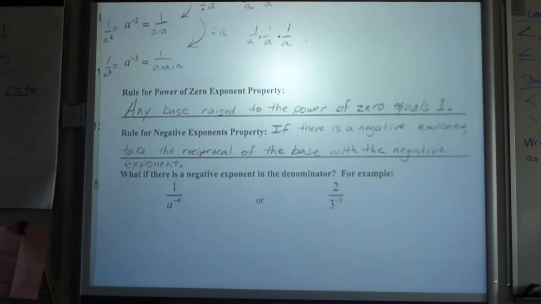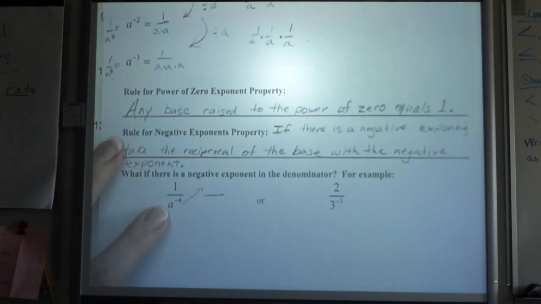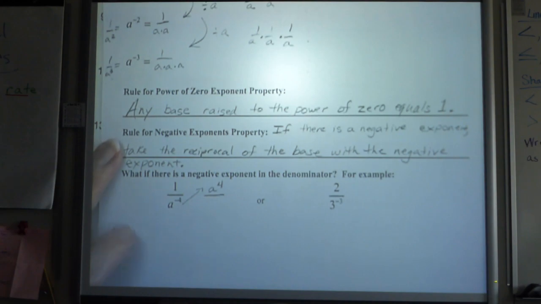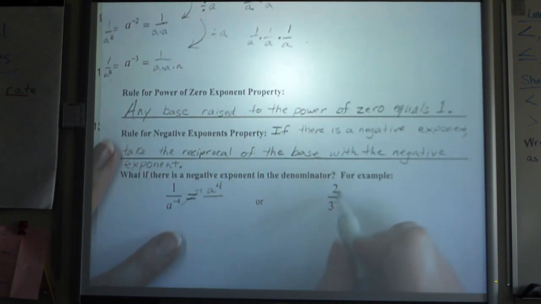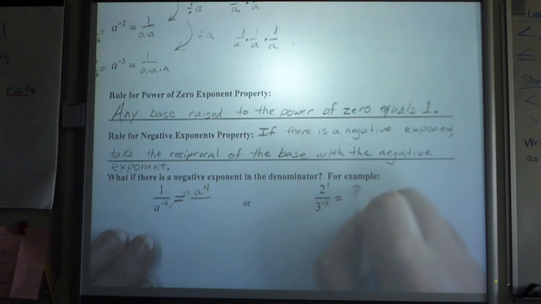So if I have 1 over a to the negative fourth, I don't want a negative exponent. I'm going to move my exponent to the numerator. So my a to the negative fourth, when I move it to the numerator, it's going to be a to the fourth. Okay, so 1 over a to the negative fourth is equal to a to the fourth. Okay, what's the power on my 2? 2 to the first. Okay, that's a positive exponent. It's good where it is. This can stay where it is.